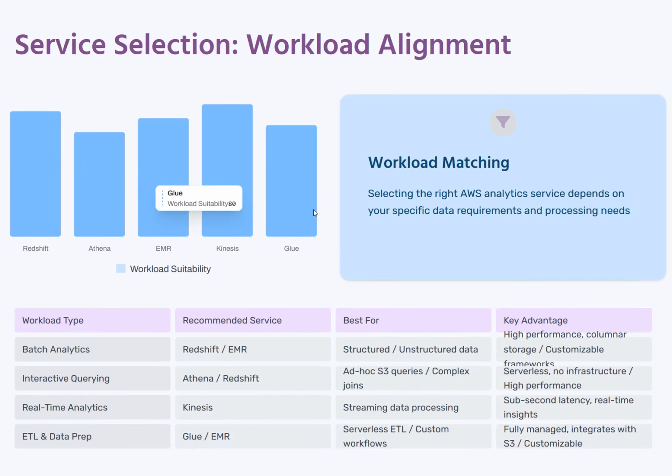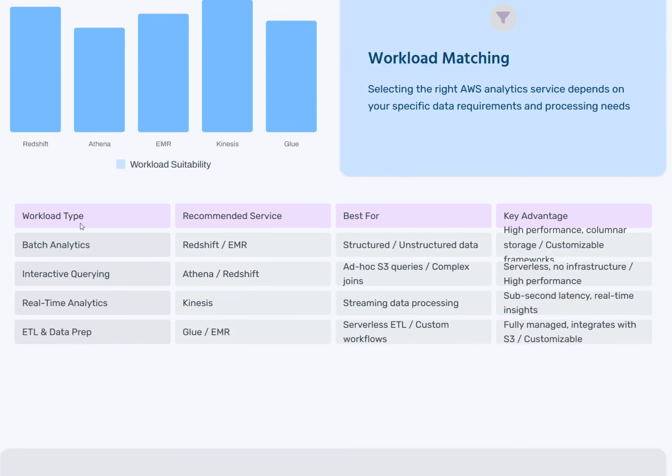All right, let's have a look. Service selection, workload alignment. What is that? Right. Redshift, workload suitability. Right. So workload matching, selecting the right AWS analytics service depends on your specific data requirements and processing needs. Right. I don't know what this one means honestly, but let's have a look at what this one says.